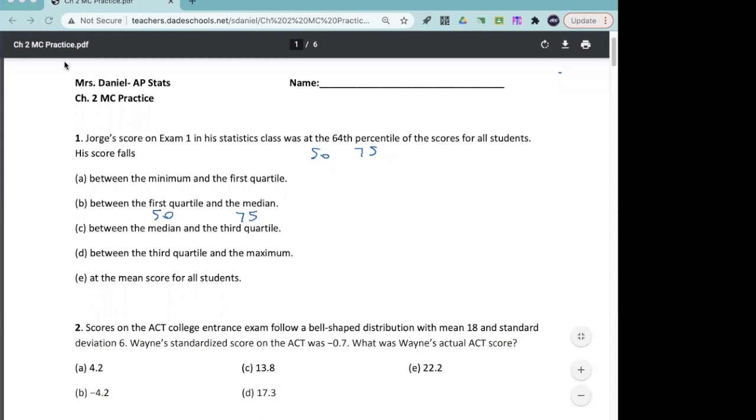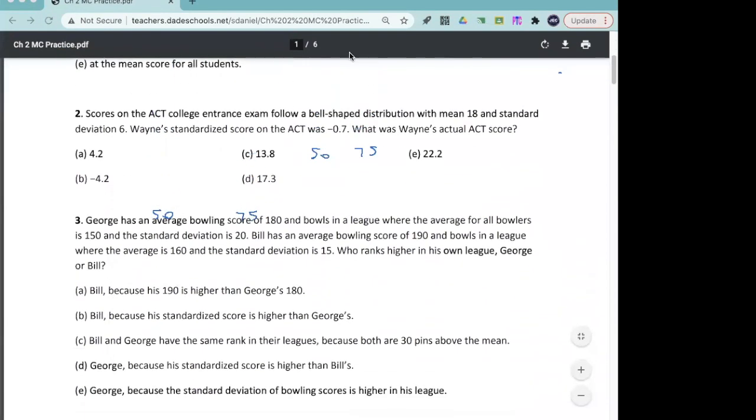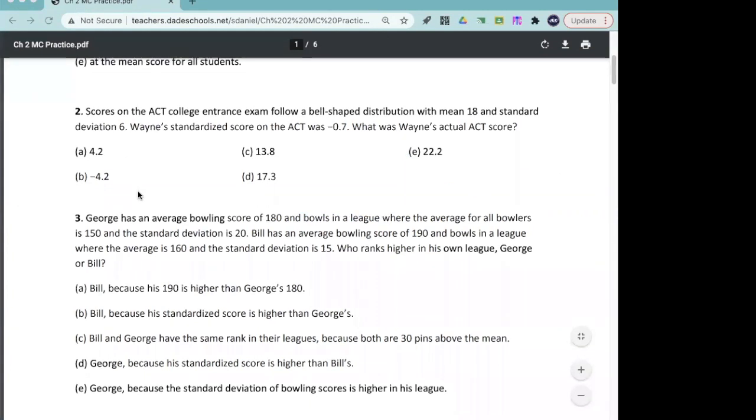Okay, number 2, they're telling us the mean is 18, standard deviation is 6. So in this case, you're going to use the formula Z equals X minus mu over sigma. So basically, Z is that negative 0.7. That is the standardized score. So you're going to have negative 0.7 equals X minus 18, because that's the mean, over the standard deviation of 6, and you're going to solve that. So if they give you a question like this, use this formula. It does show up quite a bit. The rest I'll leave the algebra up to you.